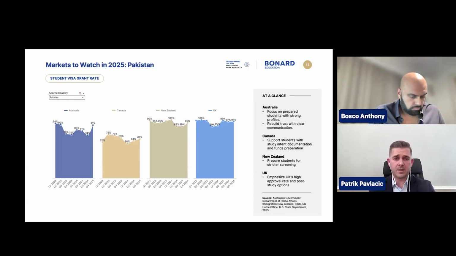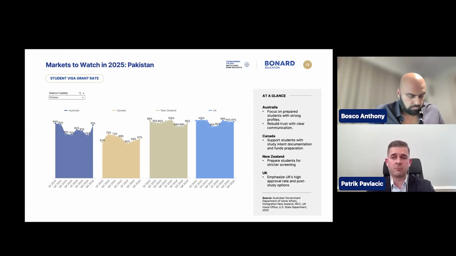We've seen quite some shifts, a bit of a roller coaster in Australia. Again, going back to why some of these students did not receive their visa, and also some recruitment advice from the team, where we recommend to focus on preparing students with strong profiles, and also start rebuilding trust with clear communication, although it really might take some time before the student flows to Australia open up. When it comes to Canada, we see a relatively low acceptance rate.